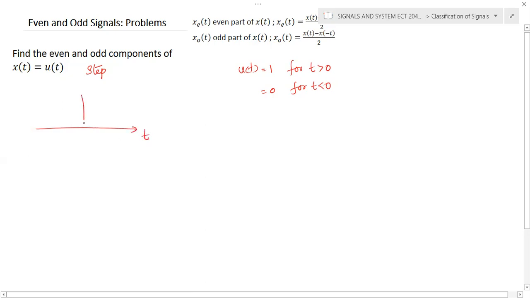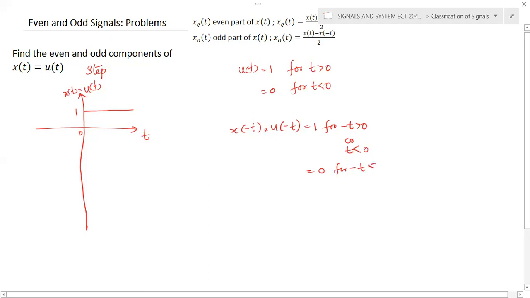So the x-axis will be t, and in the y-axis I can write the magnitude, that is u of t. So this is 0, and if t is greater than 0, the signal magnitude is 1. This is actually x of t. Now we need to find x of minus t, and x of minus t means you need to write u of minus t, and u of minus t is equal to 1 for minus t greater than 0. If you multiply this inequality with minus 1, you will get t less than 0, so you need to change the sign. And 0 for minus t less than 0, or if you multiply with minus 1, you will get t greater than 0. So now we need to change the sign.